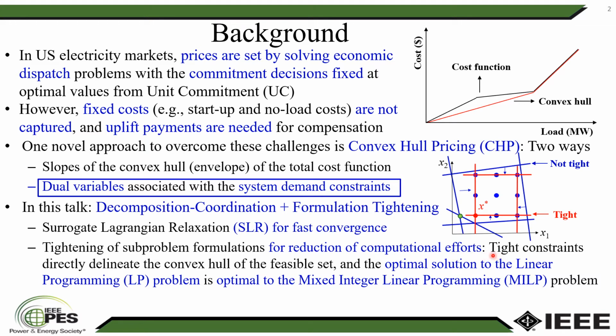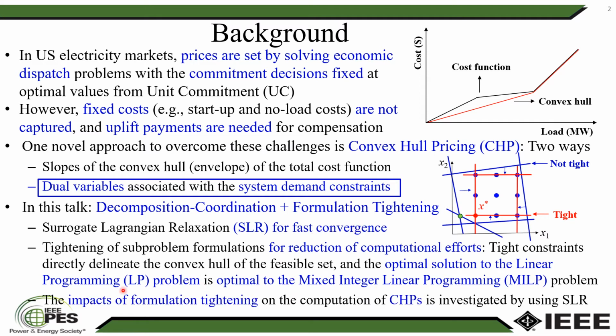The main idea behind formulation tightening is that tight constraints directly delineate the convex hull of the feasible set. This can be seen on the figure on the right. The red lines represent the tight formulation and blue lines represent the not tight formulation. For a tight formulation, the optimal solution to the LP problem is also optimal to the MILP problem. However, if the formulation is not tight, these optimal solutions are different. Hence, we try to understand the impacts of formulation tightening on computation of convex cell prices by using the SLR method.